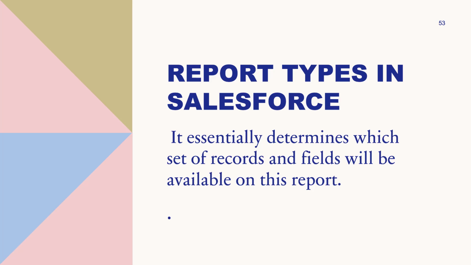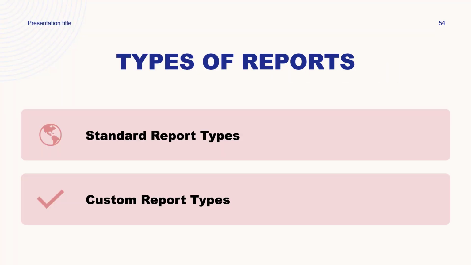Let's move ahead and discuss the types of reports. There are two types of reports. The first one is a standard report and the second one is a custom report. Standard report types involve standard objects and also custom objects. They cannot be customized, and they include the standard and custom fields for each object within the report type. The standard report type is automatically created when the object is created.